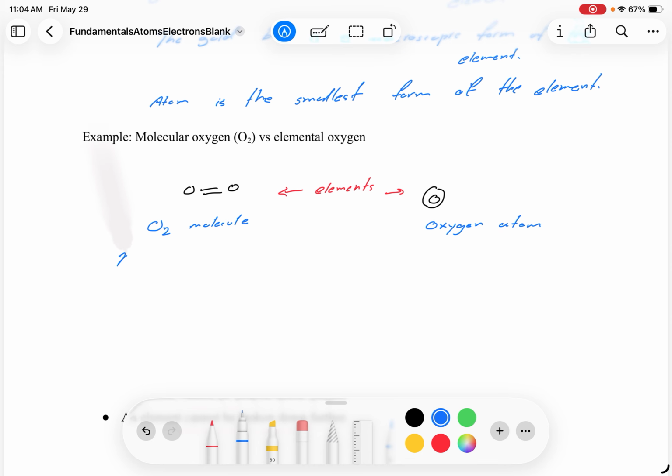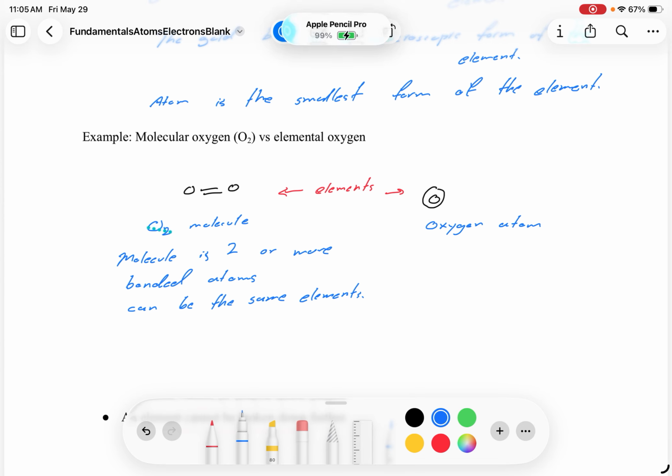So a molecule, which we'll talk more about later, is two or more bonded atoms and can be the same element, as we see here with molecular oxygen. But they can also be different ones, but you'll see that later on. So remember that oxygen prefers to make two bonds, as displayed by our molecular oxygen.